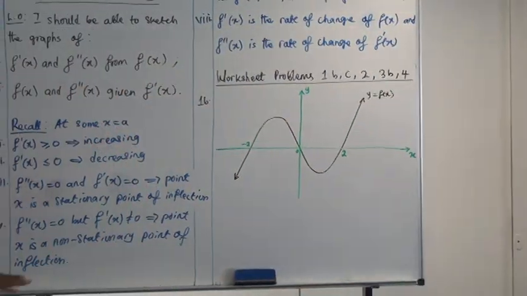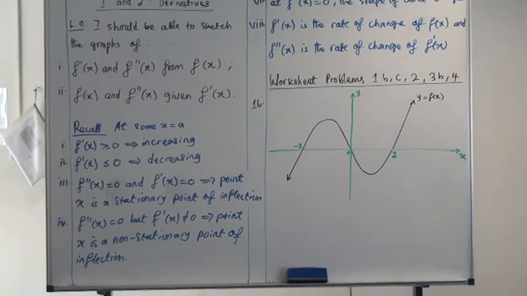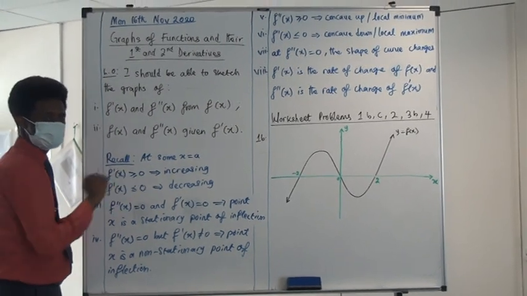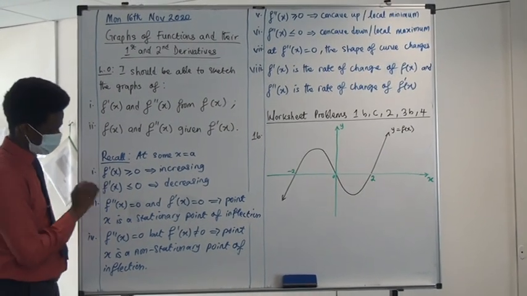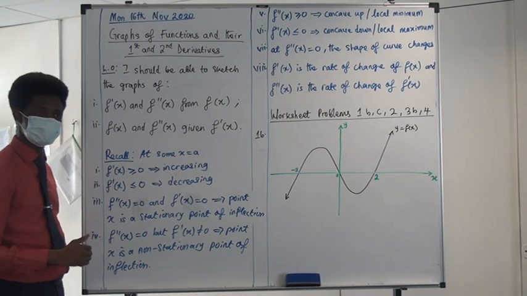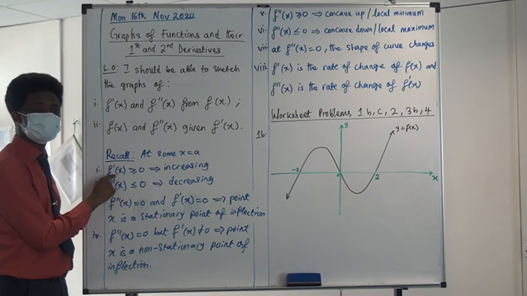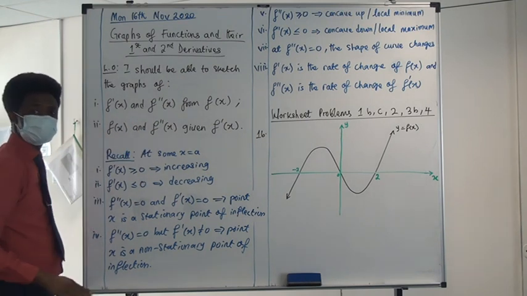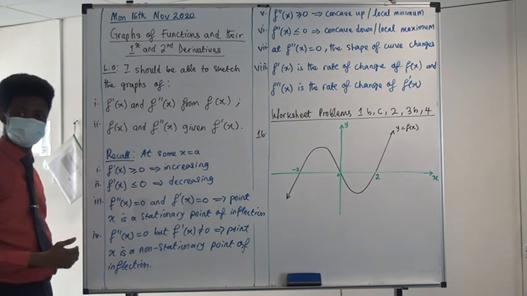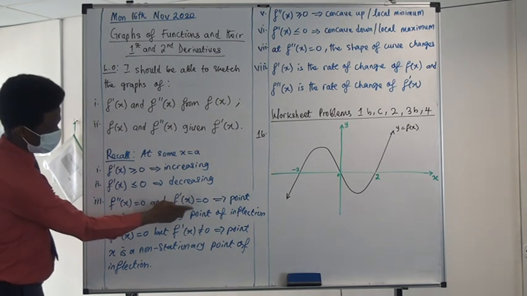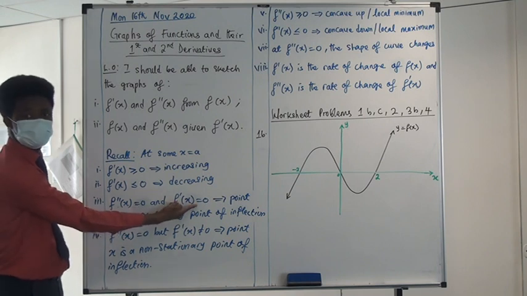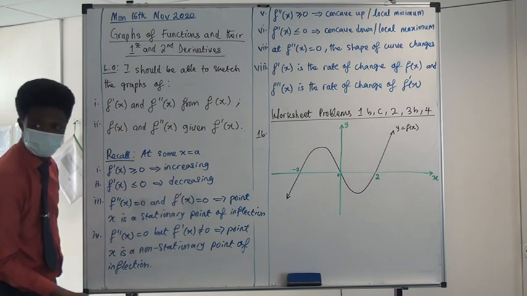First, I'd like to remind us of this. If f prime of x is greater than or equal to 0, you have an increasing function in that interval. If you have less than 0, you have a decreasing function. f prime of x greater than 0 means the gradient is positive. If your gradient is positive, that's an increasing function, right? If your gradient is negative, that's a decreasing function. At this point where this happens, you have a point of inflection, which is also a stationary point, right? So we call it stationary inflection point, or a stationary point of inflection.